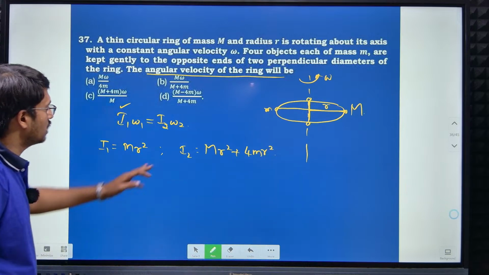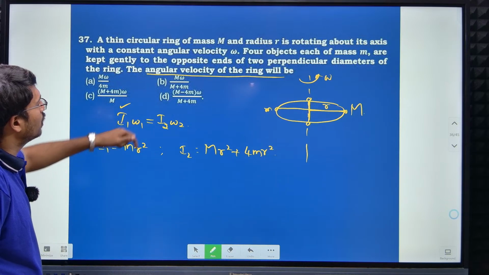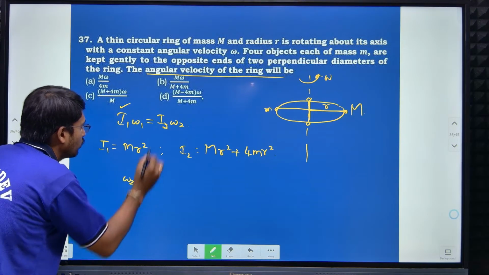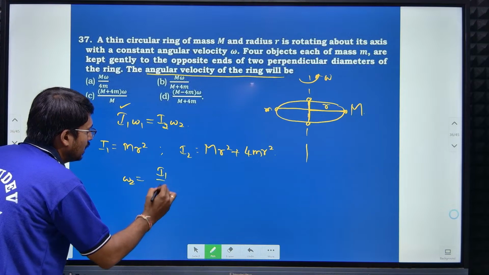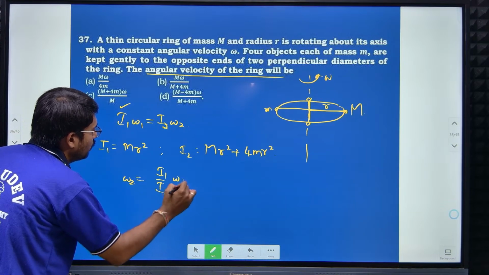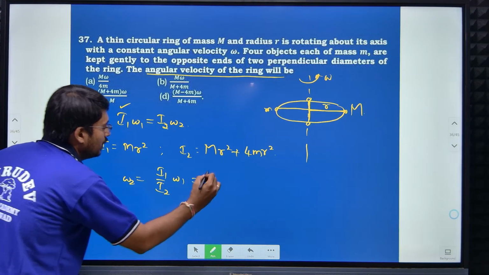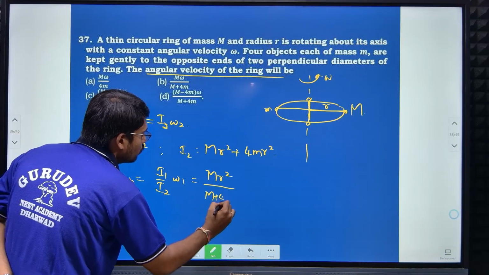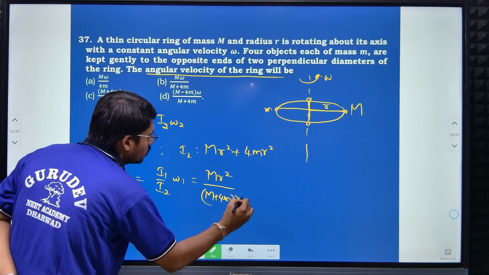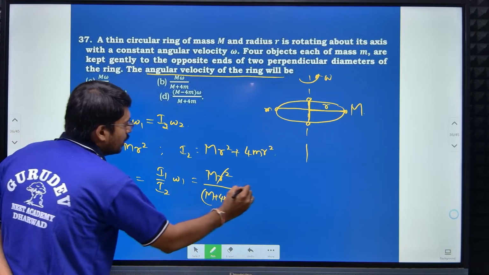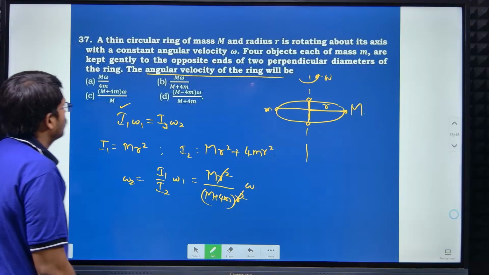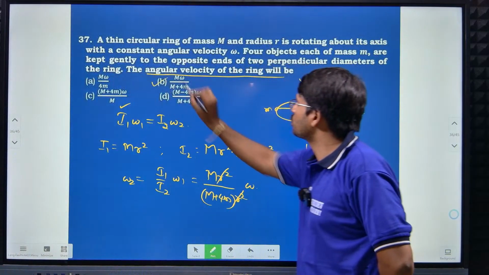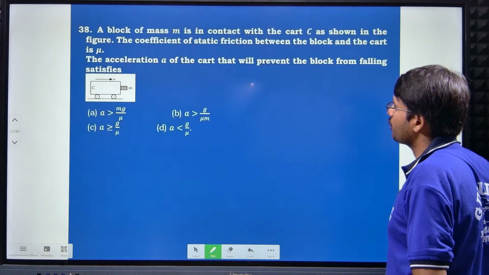So that is I1 and I2, we know it. Omega 1 we just take as omega, and what is omega 2? From this particular equation, omega 2 is I1 by I2 multiplied by omega 1. So what is I1 here? That is mr square divided by m plus 4m r square. So this r square will get cancelled, multiplied by the omega. Therefore option B is the right answer.